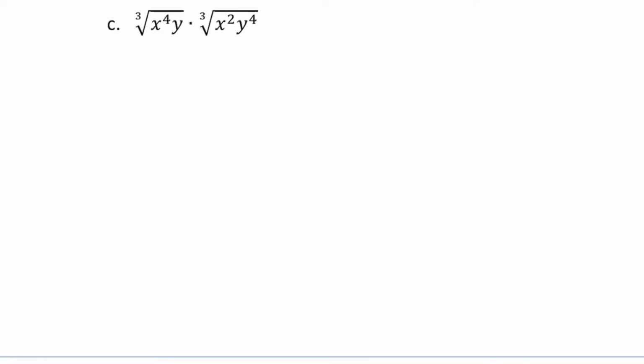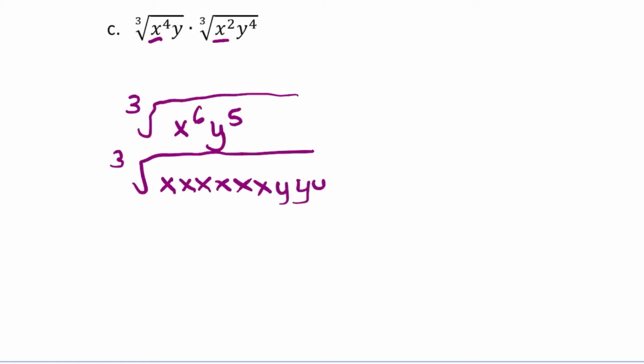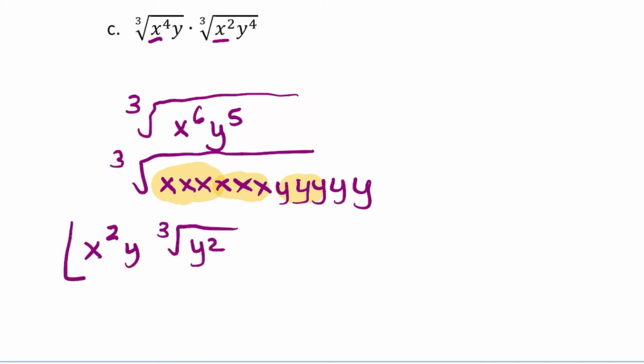Let's throw some variables in there. So actually variables are almost easier than dealing with numbers. So if you think about multiplying x to the 4th times x squared, you have a total of 6 factors of x on the inside and then 5 factors of y. If you want to list them all out, sometimes I do because it helps you see it, sometimes I don't. But looking for groups of 3 factors, I have 2 groups of 3 factors of x, so x squared on the outside, and only 1 of y. And then there's a y squared left over.